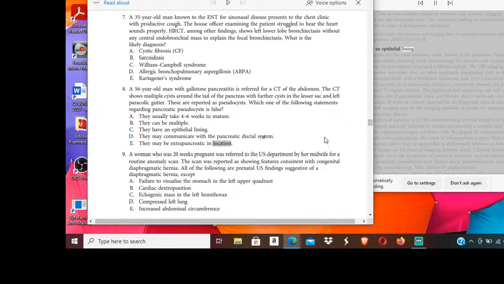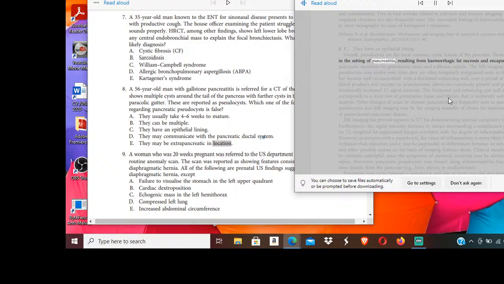C. They have an epithelial lining. Overall, pseudocysts are the most common cystic lesions of the pancreas. These lesions occur in the setting of pancreatitis, resulting from hemorrhagic fat necrosis and encapsulation of pancreatic secretions by granulation tissue and a fibrous capsule. The MR imaging appearance of pseudocysts may evolve over time. They are often irregularly marginated early in their formation but become well circumscribed, with a thickened enhancing wall, over a period of several weeks. Blood products and necrotic or proteinaceous debris are commonly present and produce intrinsically increased T1 signal intensity. The thickened and enhancing cyst wall seen on images corresponds to a thick rim of granulation tissue and fibrosis that is uniformly seen at histologic analysis.